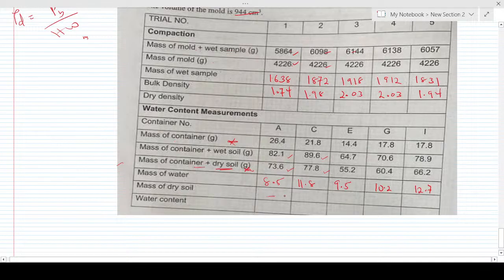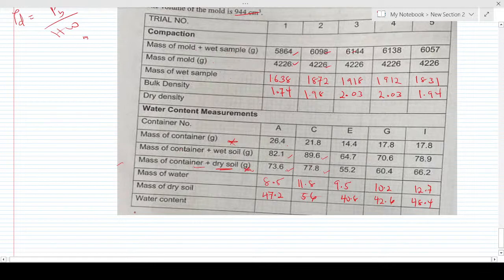Meaning that the mass of the dry soil in this column is simply going to be 73.6 minus 26.4, 77.8 minus 21.8. So over here, which is 73.6 minus 26.4, I'll be getting my mass of dry soil to be 47.2, 56, 40.8, 42.6, 48.4. Then I have to go ahead and find my water content.